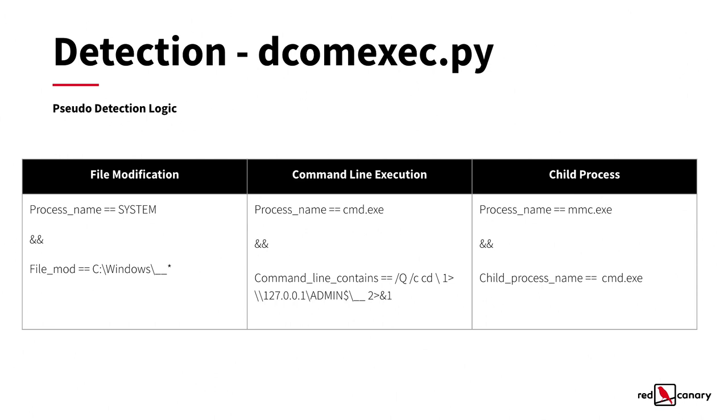And then next we have some pseudo-detection logic, so pretty similar to WMI. Sysmon, creating a file in C:\Windows, starting with underscore underscore. Command line execution, so CMD having that command line of that unique string there. And then the child process is interesting, MMC spawning CMD as well.